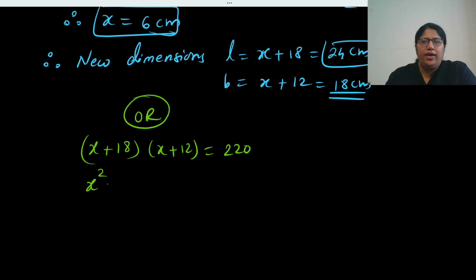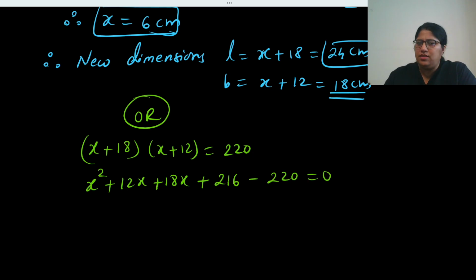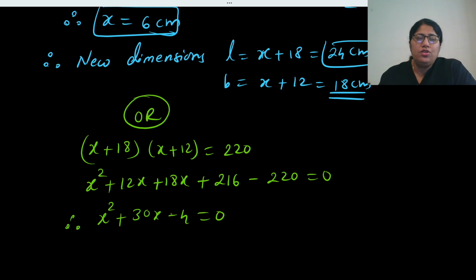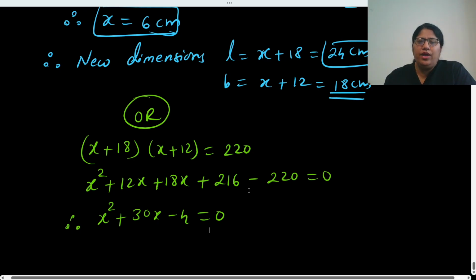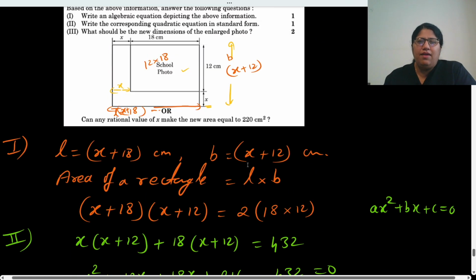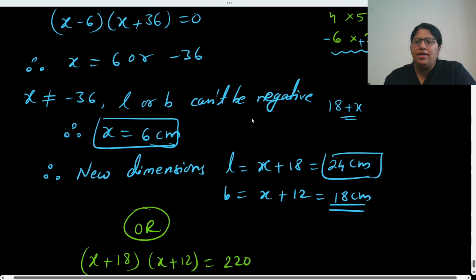So x square plus 12x plus 18x, and 18 times 12 is 216, so plus 216 minus 220 is minus 4, right? x square plus 30x minus 4 is equal to 0. Again I am getting another quadratic equation. Now the question was, is there any rational number which is going to make this area 220 square centimeters?